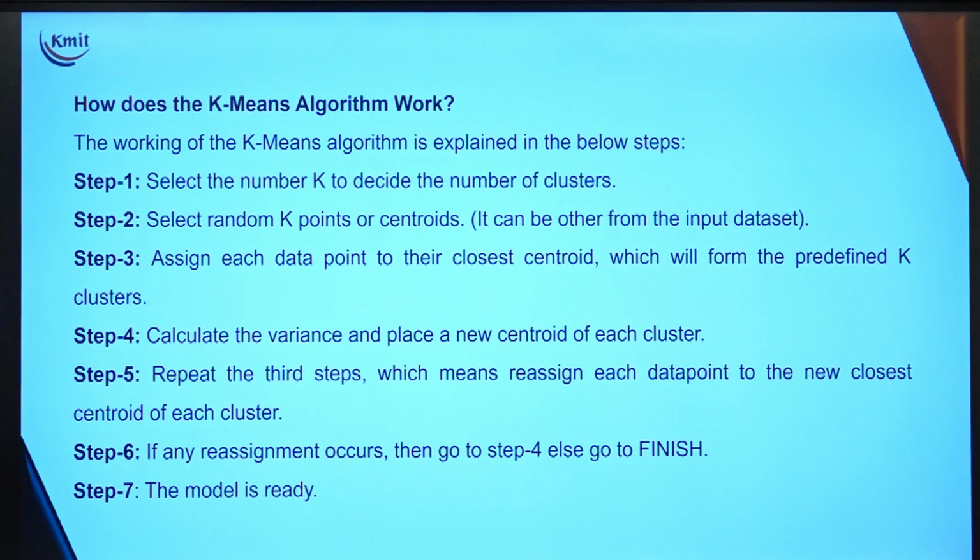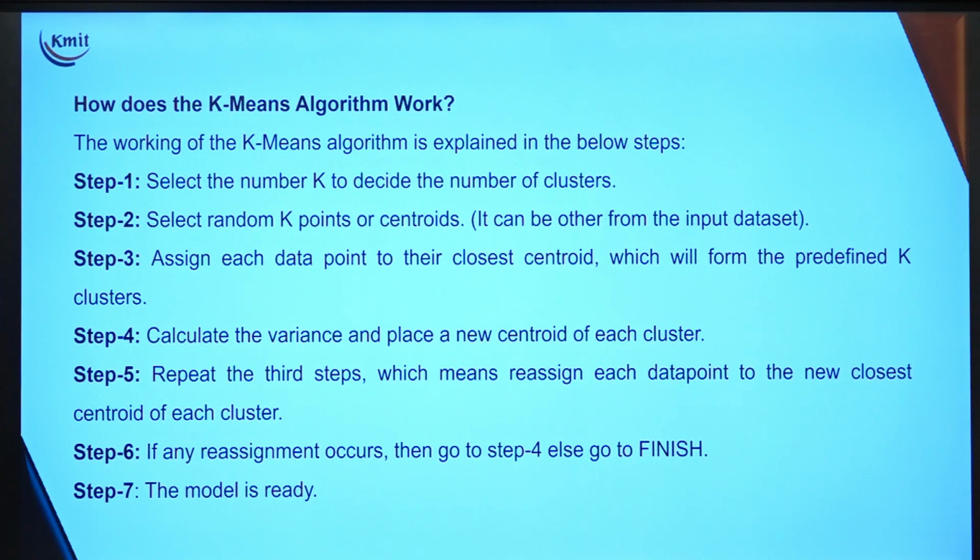Now, how does the k-means algorithm work? We divide the entire functionality of k-means into these steps. The first step is to select the number k to decide the number of clusters. Suppose I have 100 samples in the given data set; you have to decide into how many clusters you want to divide these 100 samples. That is the value of k. So select the number k to decide the number of clusters.